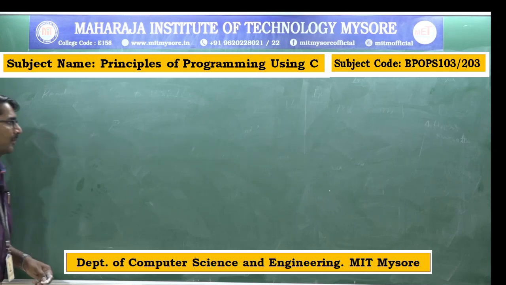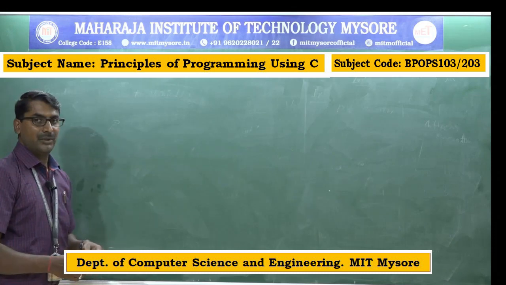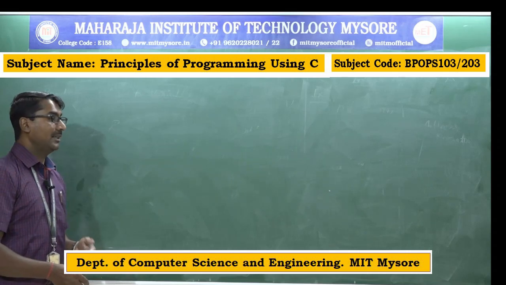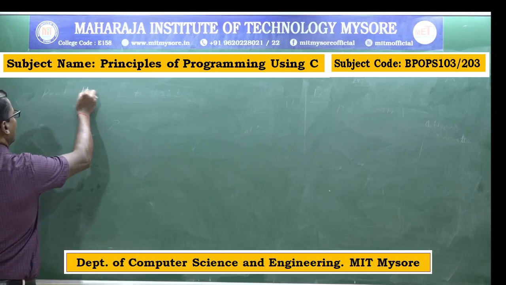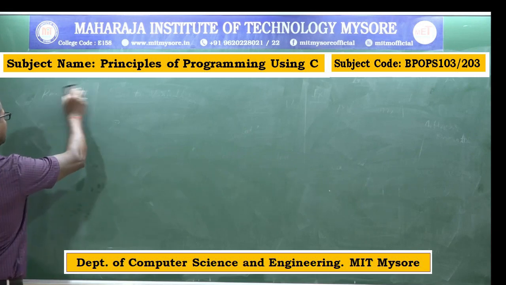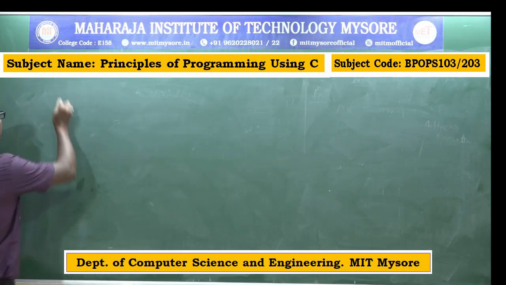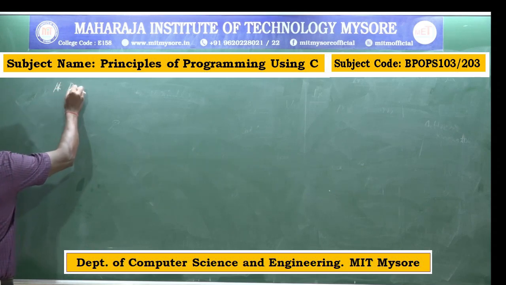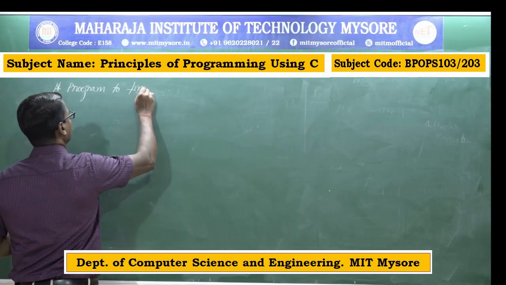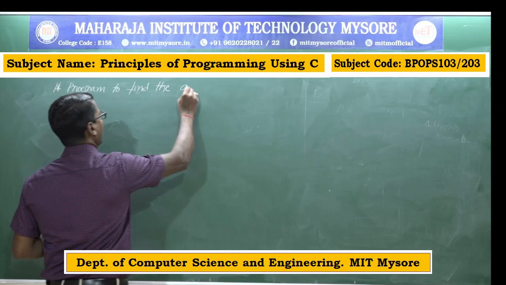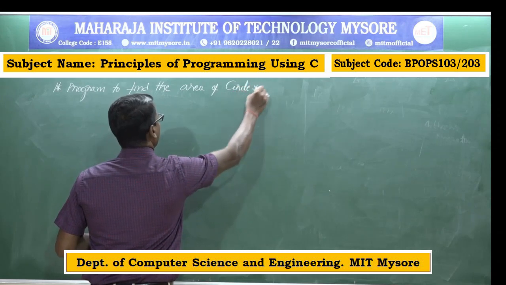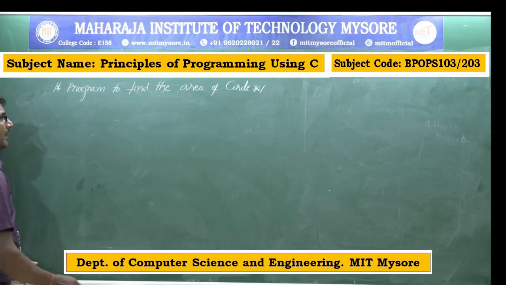Okay, let's consider one simple program to demonstrate variable declaration, variable assigning, and reading of values. The purpose of the program is to find the area of a circle.